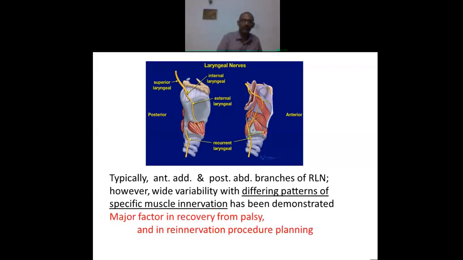Something very important. This is a major factor of recovery from palsy: the concept of varying differential nerve supply, and the concept of recovery and synkinesis, and therefore in reinnervation procedure planning. Okay, so just keep this in mind very nicely. You can't really predict. In a given case it could be that the posterior has started to recover, in some other the posterior is not recovering. So it's variable. Just something I wanted to stress.